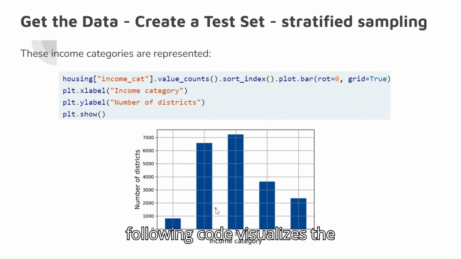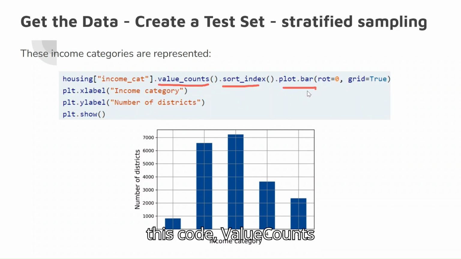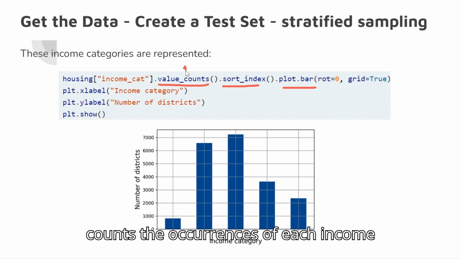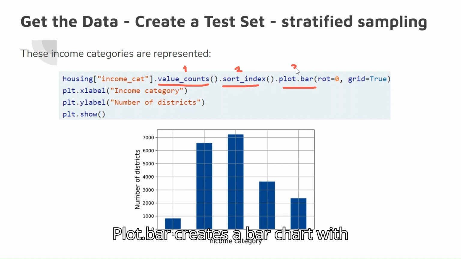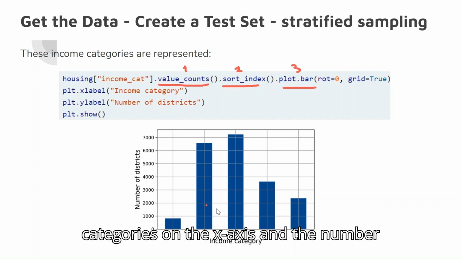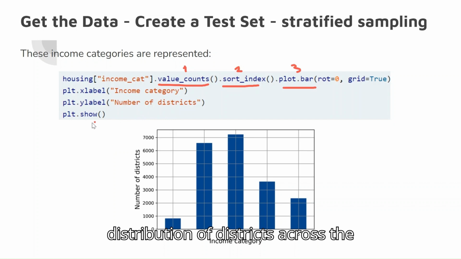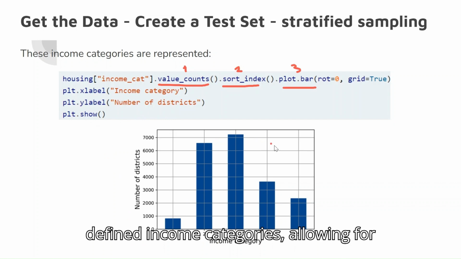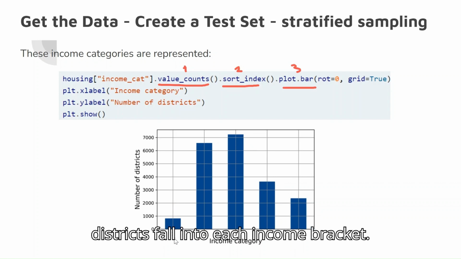The following code visualizes the distribution of the income categories in the dataset using a bar chart. In this code, value_counts counts the occurrences of each income category. sort_index sorts the categories in ascending order. plot.bar creates a bar chart with categories on the x-axis and the number of districts on the y-axis. Labels for the axes are added for clarity. The resulting bar chart displays the distribution of districts across the defined income categories, allowing for an easy visualization of how many districts fall into each income bracket.